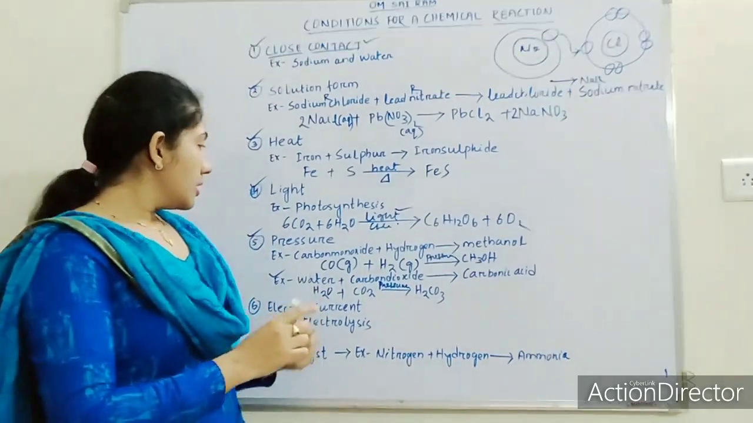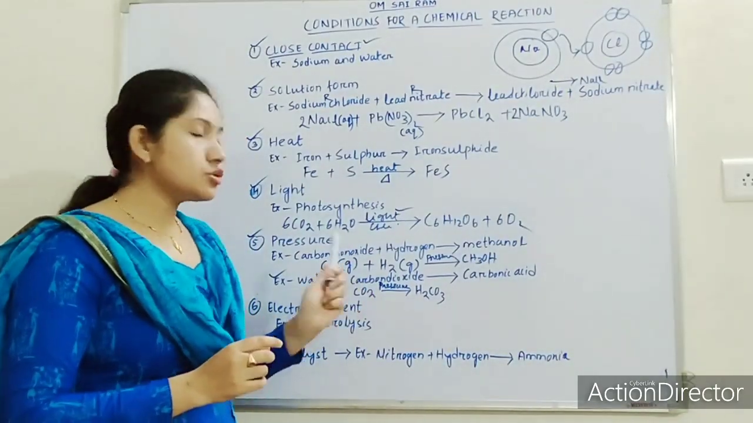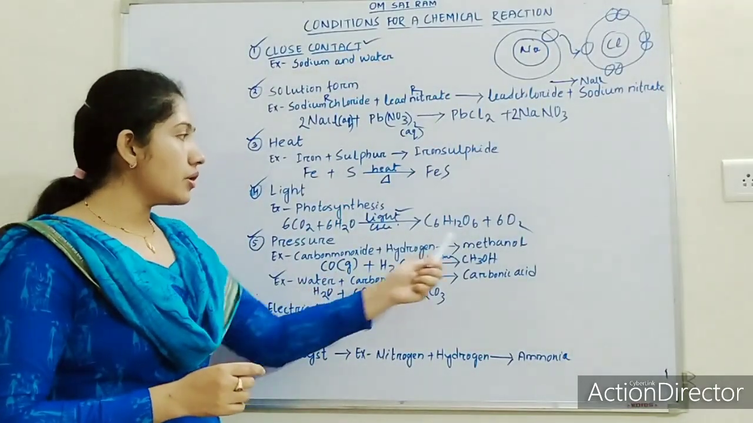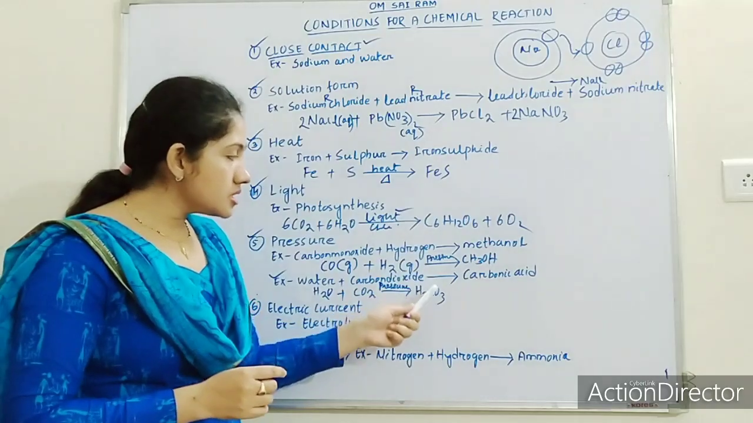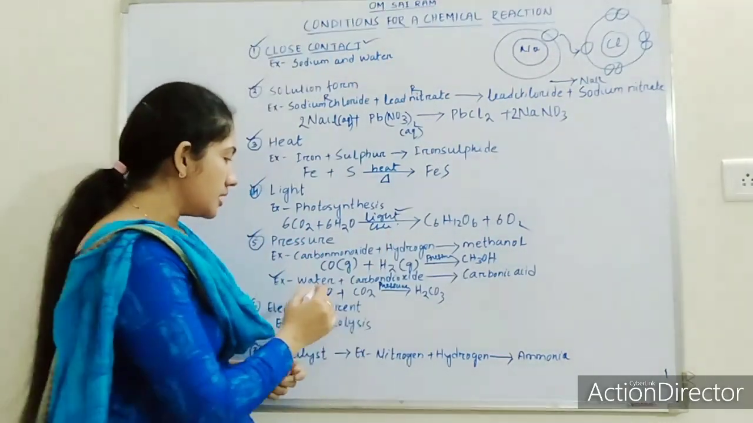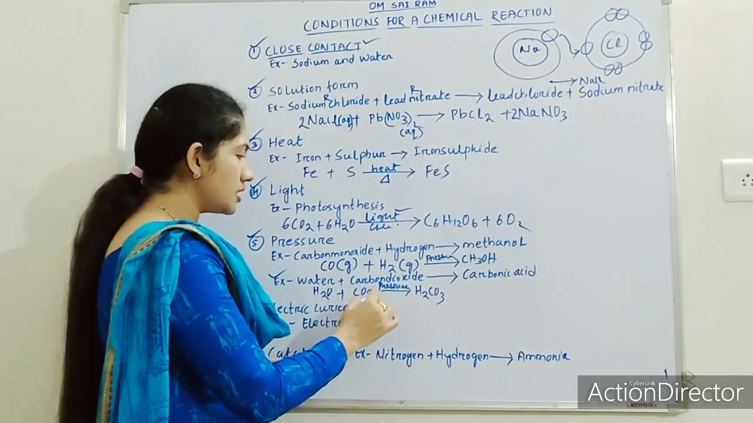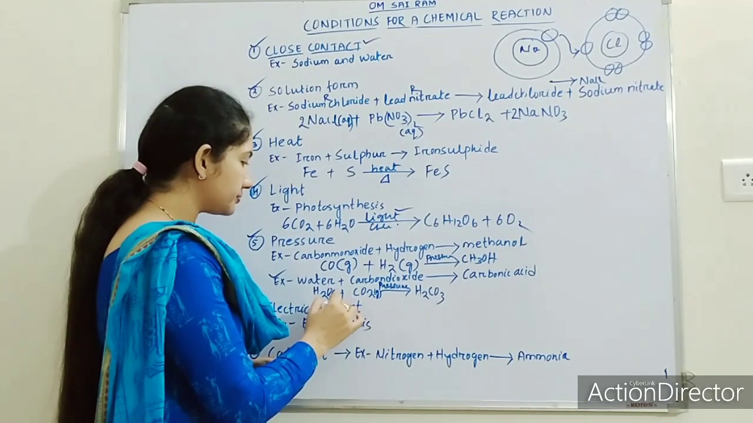Okay. So here pressure plays a very important role in these two reactions. One is for production of methanol, another is the formation of carbonic acid. So here both the cases they are in their gaseous form. Most often they are in their gaseous form.